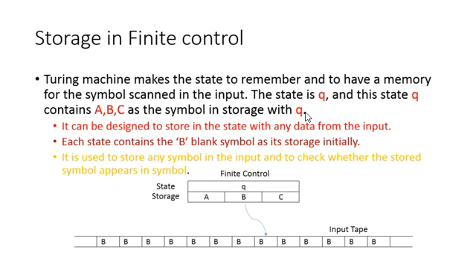Okay, so in the initial configuration of the Turing machine, the finite control will be stored with the blank symbol. The Turing machine is used to store any symbol in the input and to check whether the stored symbol appears in the input. So it will be checking with the symbols A, B, C whether it is available in the input tape or not. So what is actually storage in finite control? Each and every state will have a symbol associated with it. So we'll see an example of how a storage in finite control automata will be done.